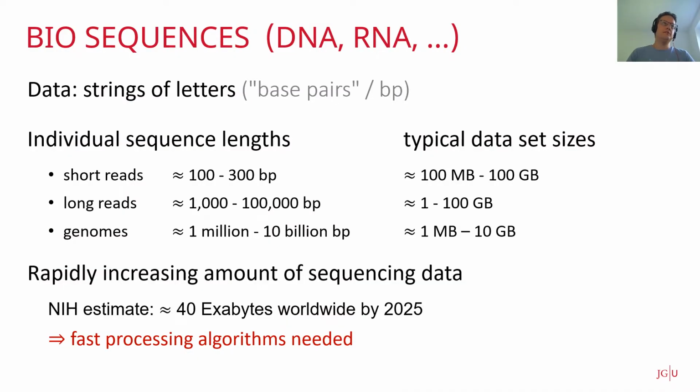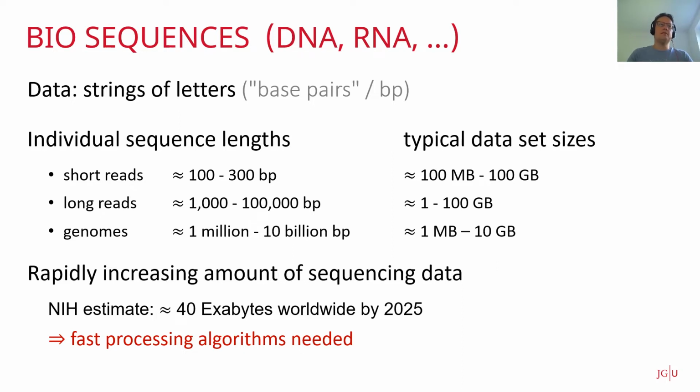As the title suggests, we are dealing with biosequence data like DNA or RNA, which are essentially strings of letters called base pairs in this context. These sequences fall into three broad categories in practice. Short reads, which are the most prevalent ones, are 100 to a few hundred base pairs long. Long reads can have 1,000 up to 100,000 base pairs. And genomes are in the range of 1 million to several billion base pairs.